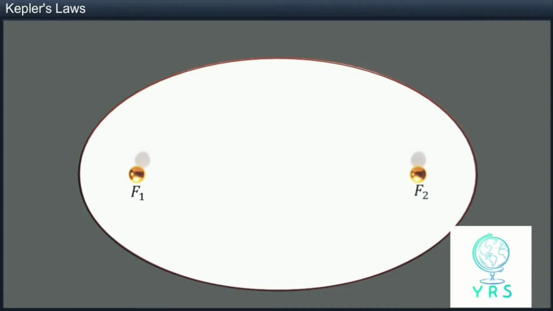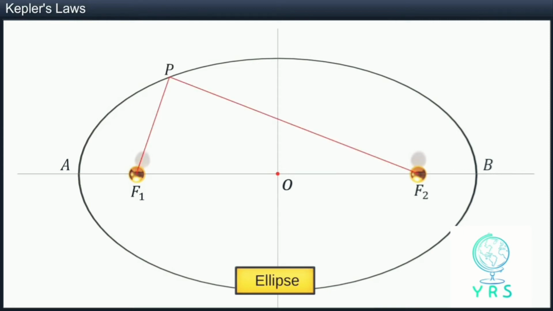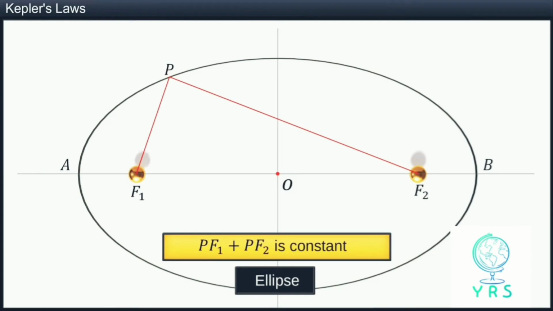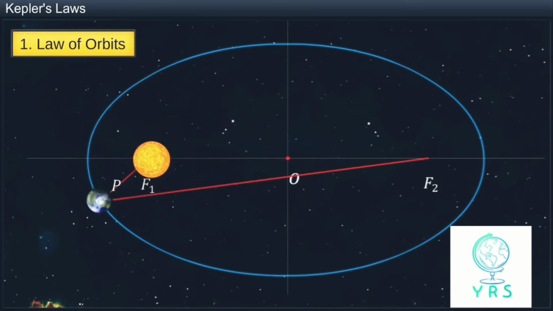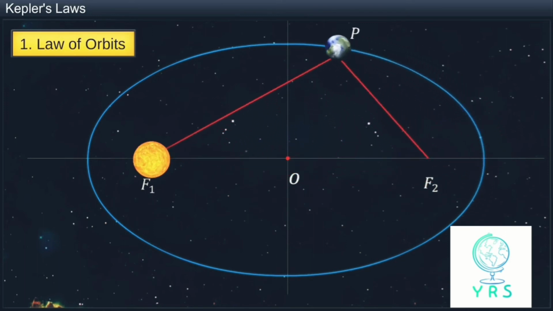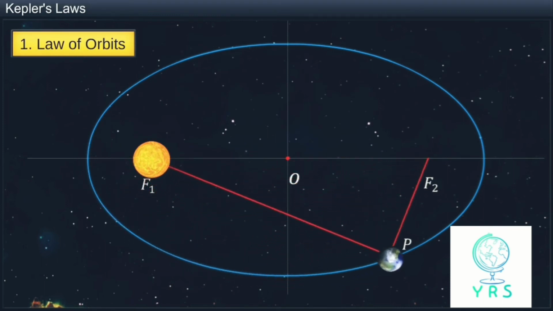The closed curve you observe is the ellipse. Points F1 and F2 are called the foci. The midpoint of AB, which is denoted as O, is the center of the ellipse. For any point P on the ellipse, the sum of the lengths PF1 and PF2 is constant. As per the first law, the Sun is at one of the foci of the ellipse and the planets rotate around it in elliptical orbits.